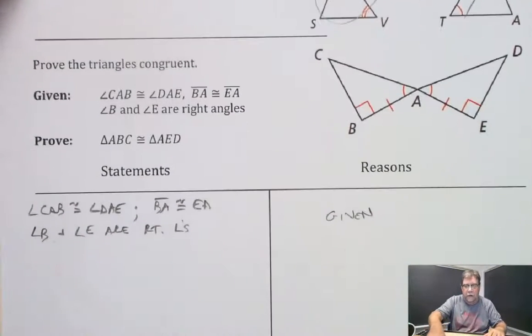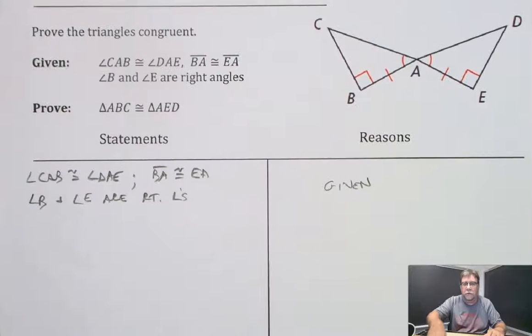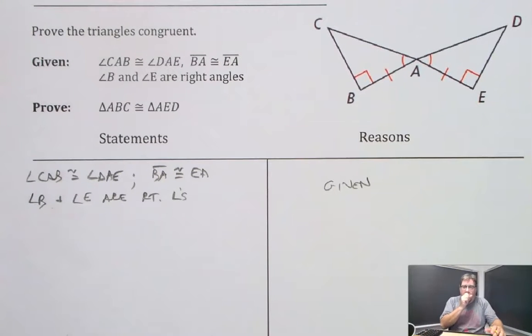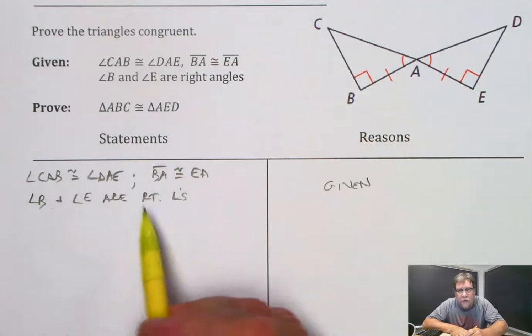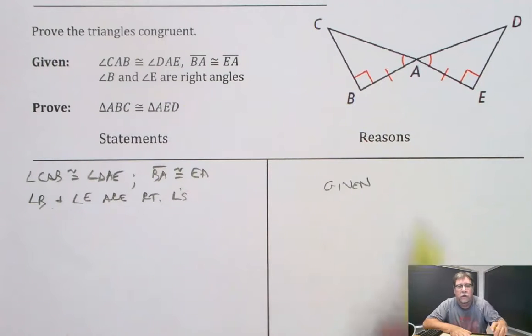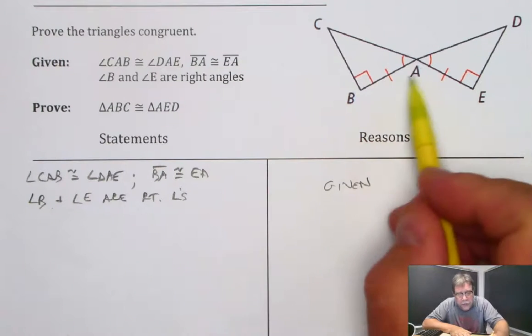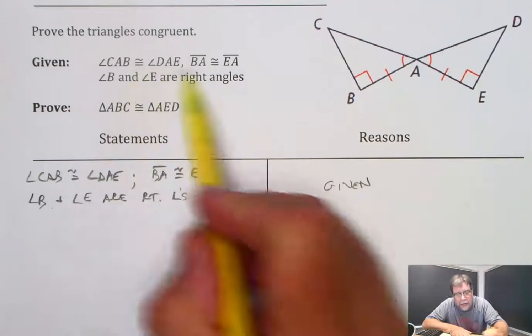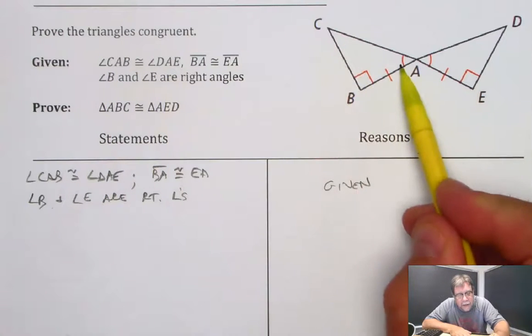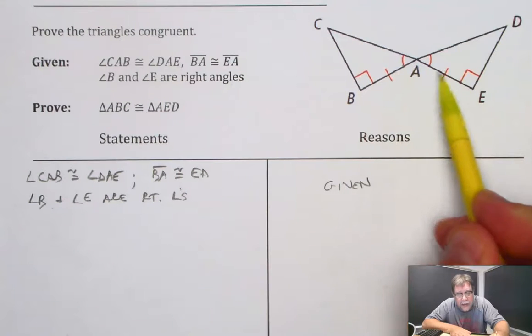Okay, now we want to take a look at a proof. So here's a proof that we want to do. We have some given information, which I rewrote already. You have to write the given information over here, and then for the reason you write given. Here's a picture. So we know that angle CAB is congruent to DAE. So CAB, this one is congruent to DAE.